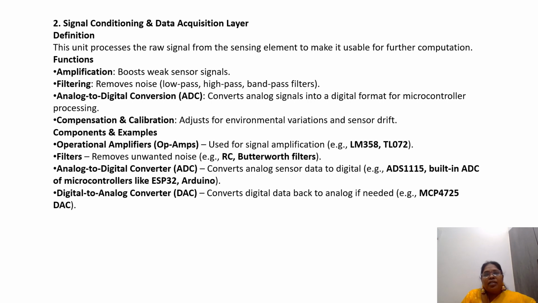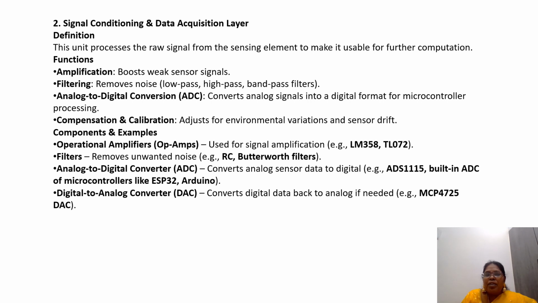Next comes signal conditioning and data acquisition. Signal conditioning is whatever signal comes from the sensing element undergoing further processing. One is amplification, because if it is a weaker signal, it will boost the signal. The next is filtering. If the signal has more noise, it removes the noise by using low pass, high pass, band pass and band reject filters. After filtering, we need to convert, because we are not going to process the analog signal, as everything is digitized now. So we need analog to digital conversion.